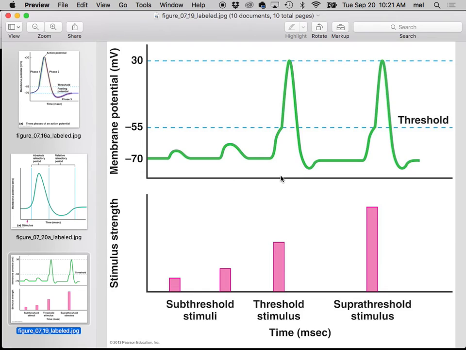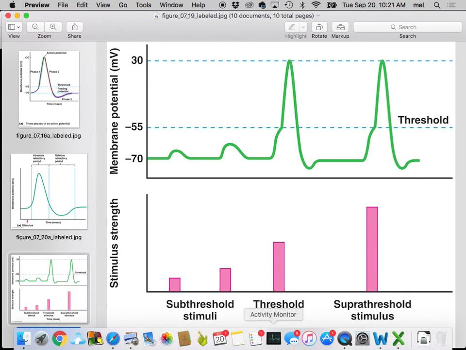But if it's a threshold stimulus, even barely, I get an action potential. But if it's a really strong stimulus, I still get the same action potential because I open every single voltage-gated channel on the entire cell, regardless of whether I barely got to threshold or went way past threshold, right? So this is the all or none property of action potentials. You either get all of them to open or none of them to open.